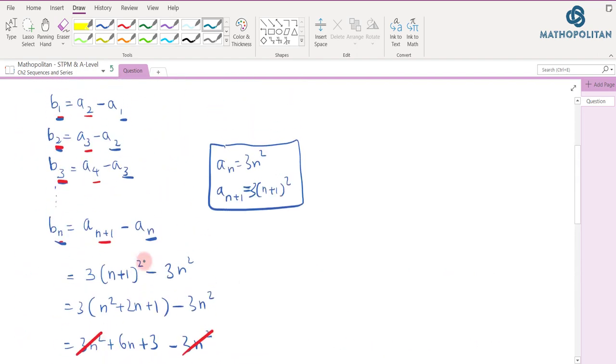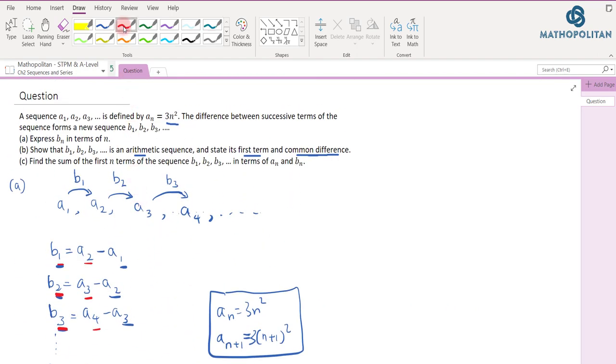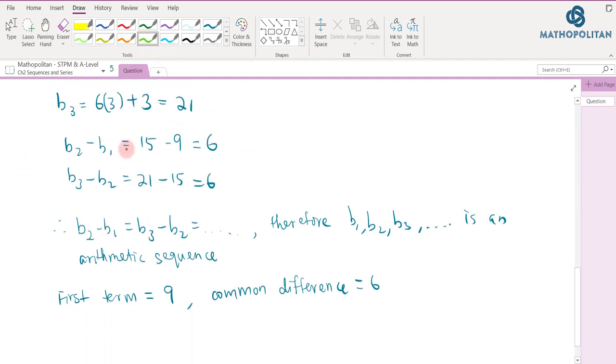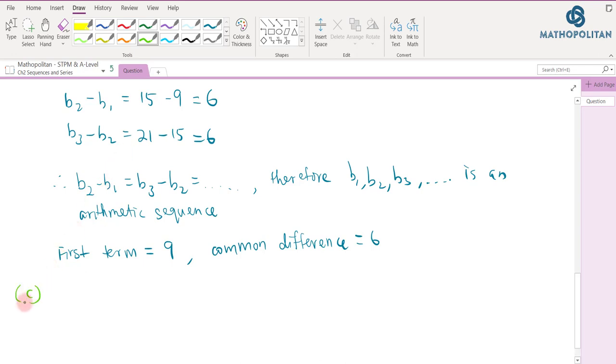Now, last question here, part C. Find the sum of the first n terms of the sequence B1, B2, B3 in terms of A sub n and B sub n. Right, so let's complete that part. In part C, for an arithmetic sequence, since we've shown that this sequence B1, B2, B3 is an arithmetic sequence, the sum of the first n terms is equal to n over 2 multiplied by 2 times A, A being the first term, plus n minus 1 times D, D being the common difference.